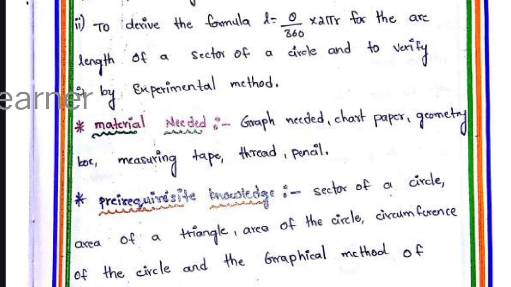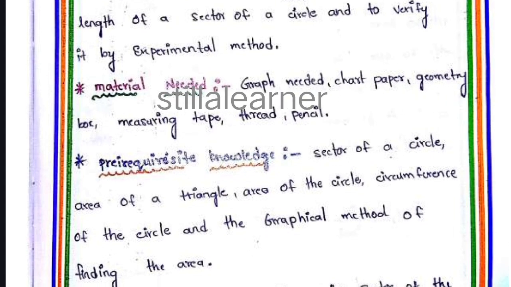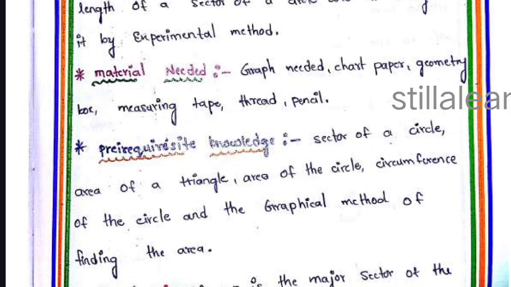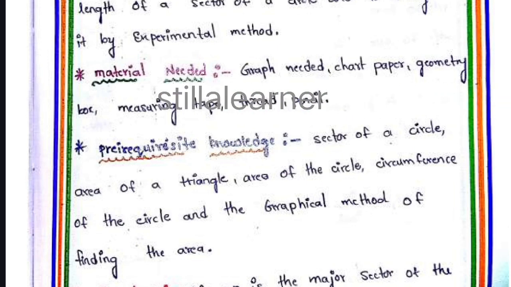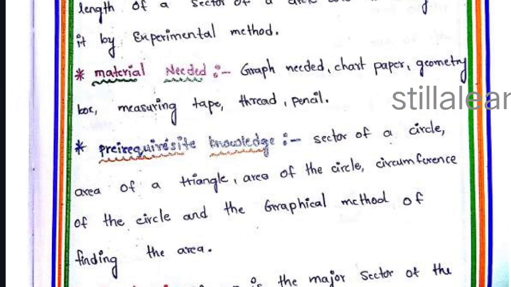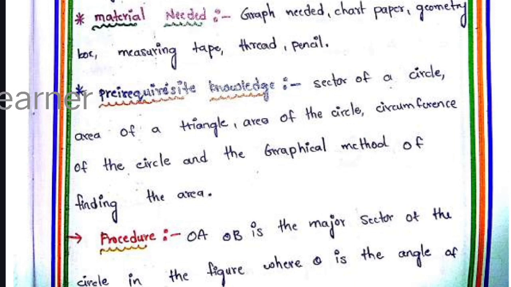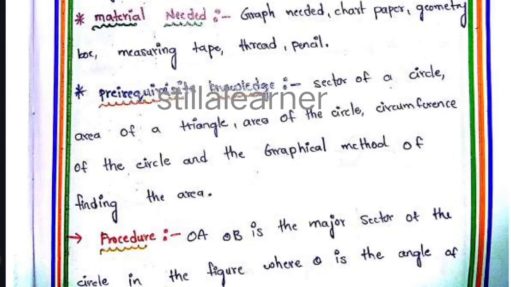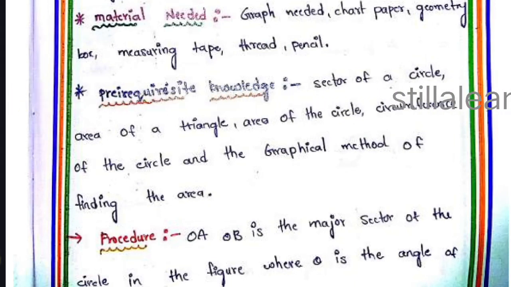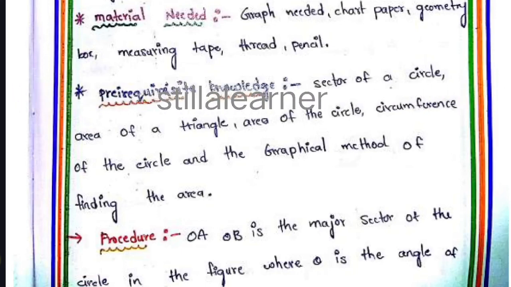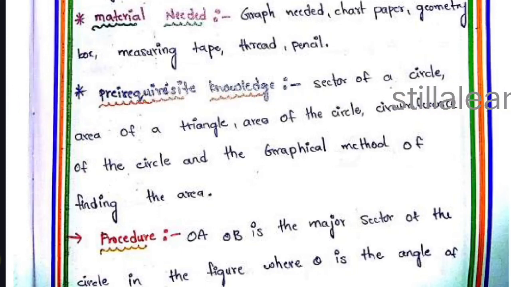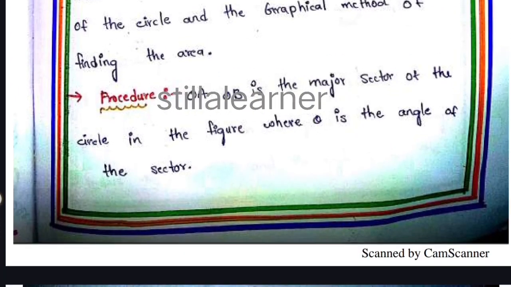Okay, then material needed: graph paper, chart paper, that means color paper, geometry box, then measuring tape, thread and pencil. Next, recall knowledge, that is sector of a circle, area of a triangle, area of the circle, circumference of the circle and the graphical method of finding the area. Okay, let's start the procedure.